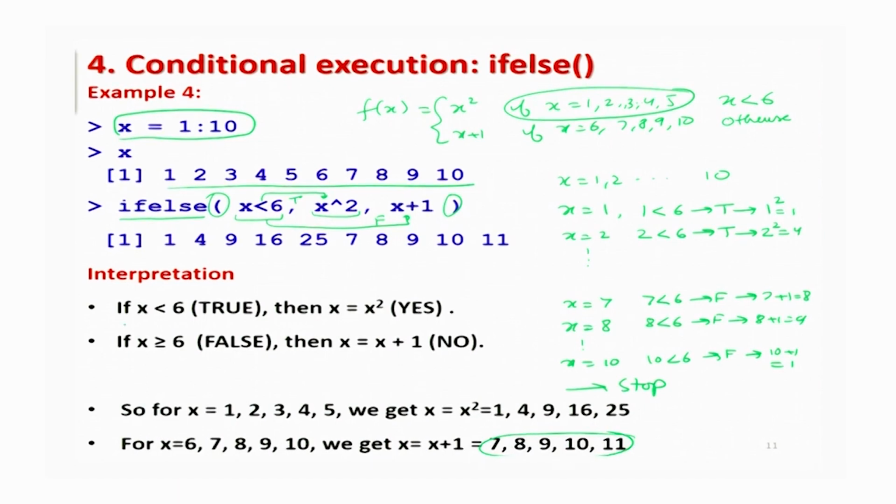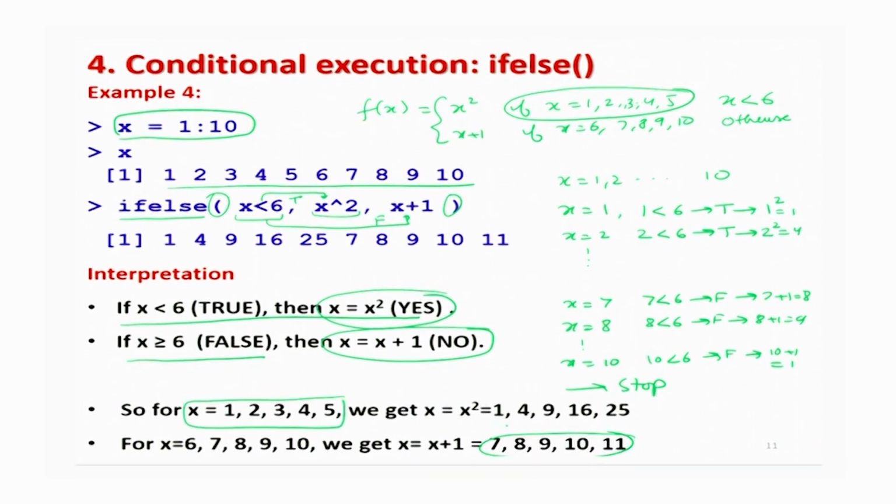So you can see, if x is less than 6, that is true, then x equal to x square, which will be operated by the command under the yes. If x is greater than or equal to 6, that means the condition is false, then x will be replaced by x plus 1, and x equal to x plus 1 has to be given under the option no. So for x equal to 1, 2, 3, 4, 5, we get the values 1, 4, 9, 16, 25, and for x equal to 6, 7, 8, 9, 10, you get the values 7, 8, 9, 10 and 11. And the same outcome is here also.